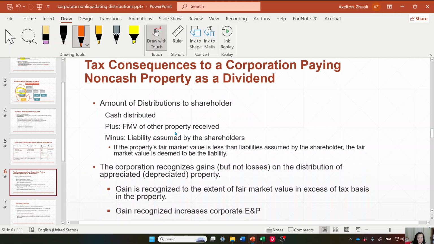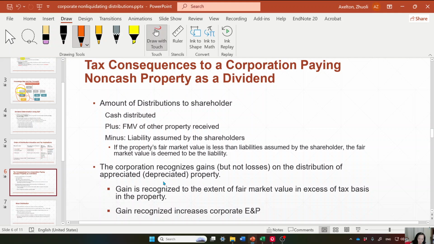Why? Because for the property, first, you have to figure out what the fair market value of the property is. Second, is there any liability attached to the property? Because when you transfer property from one person to another, a lot of times the liability attached to the property is transferred at the same time. So you have to consider everything that goes along with this property and figure out the true amount of the distribution in dollars. So that's the first step.